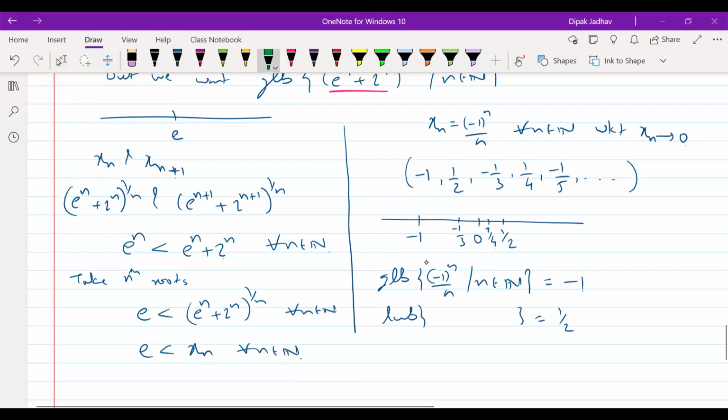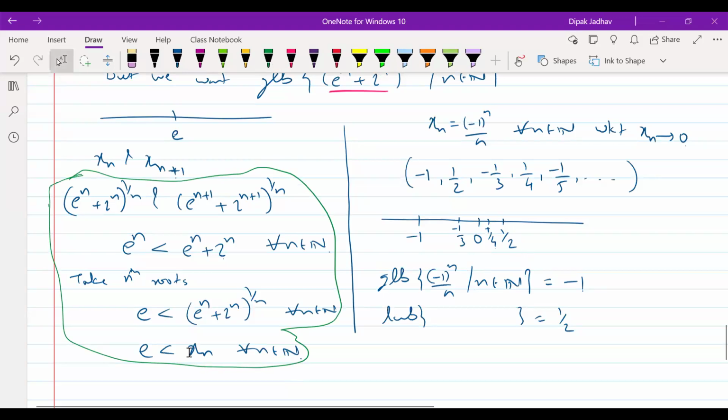Suppose we were knowing only this, and we were not knowing the limit of that sequence. So with this in our mind, e less than xn for all n belongs to N, does that suffice to imply e is the greatest lower bound? No, sir. It is just a lower bound. The statement says it is just a lower bound; it does not say it is the greatest lower bound.